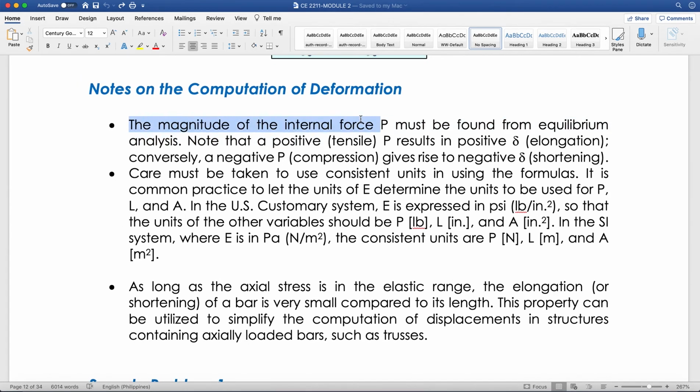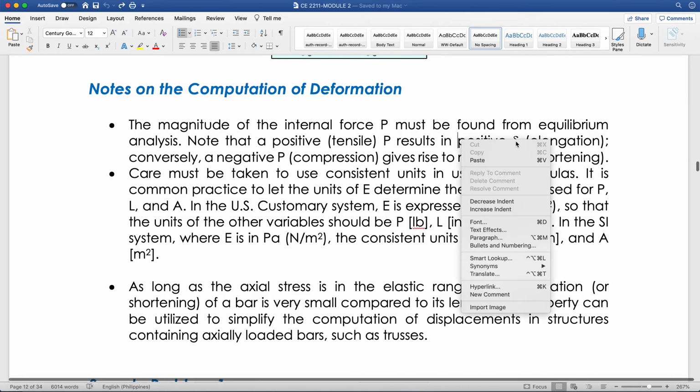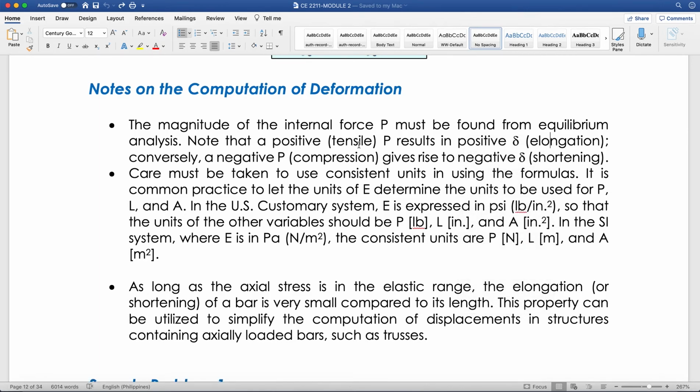The magnitude of the internal force P must be found from equilibrium analysis. I repeat, the magnitude of the internal force must be found in the equilibrium analysis. So, we need to do our equilibrium analysis. So, positive for tensile, and of course, positive for elongation. If it is compression, therefore it is negative. If our material shortened or it was compressed, therefore it is negative.